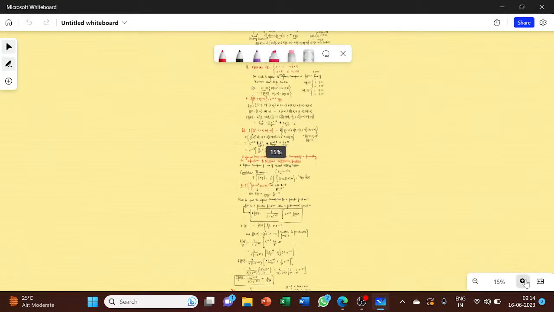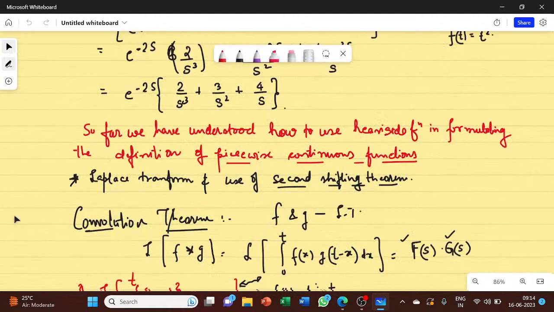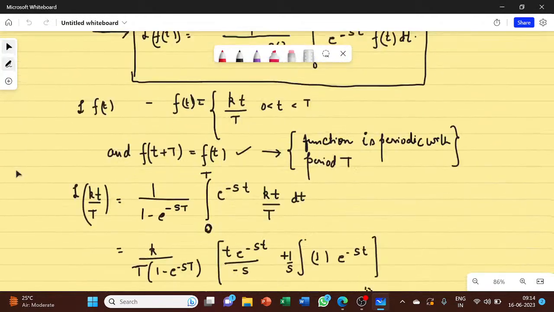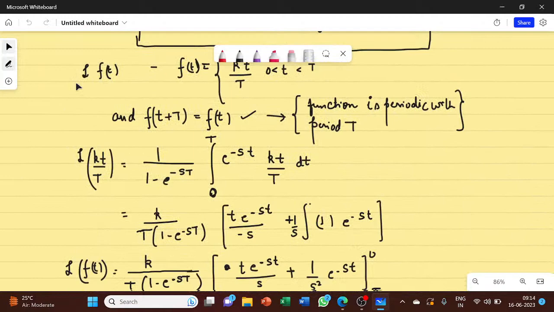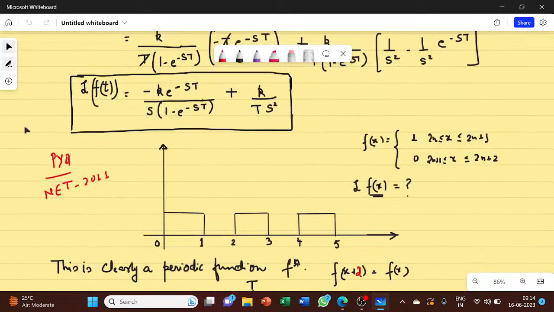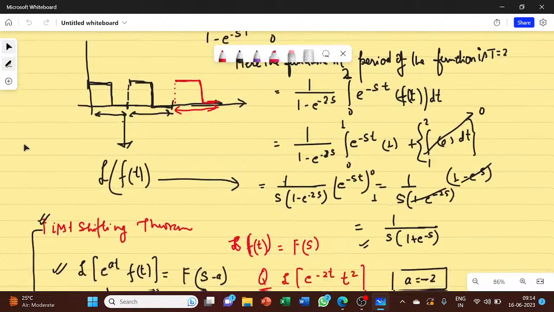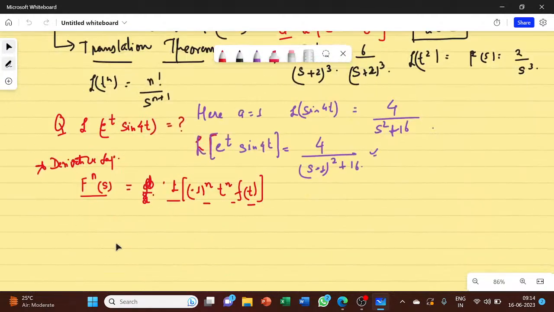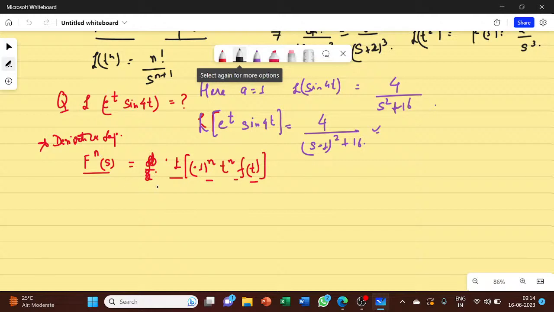Okay, sorry, I think there was a connection error. So what we were discussing is the derivative property, where the nth derivative of F(s) is given by the Laplace transform of (minus 1) raised to power n, t raised to power n into f of t. So that will give you the nth derivative of your F(s). Is that clear? I hope it is clear till now.